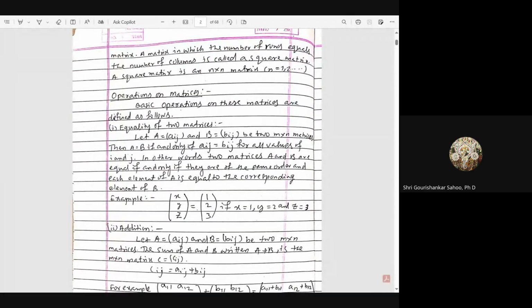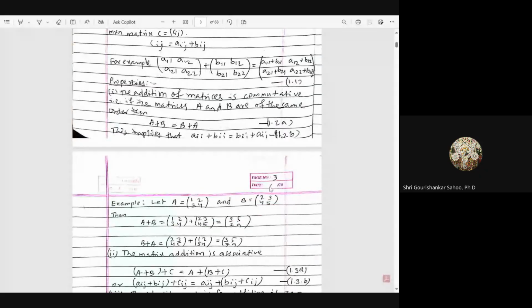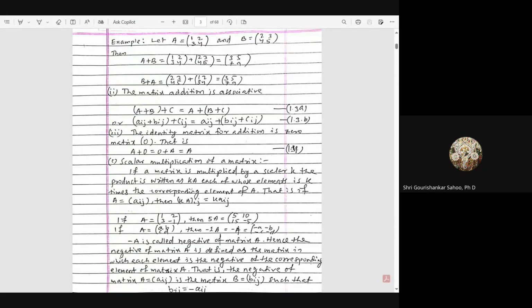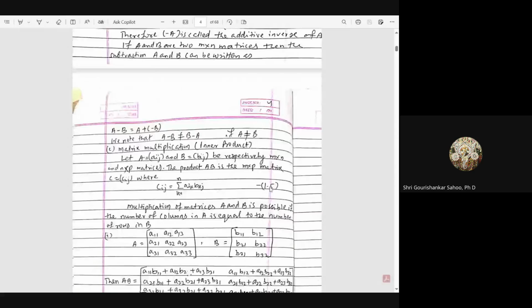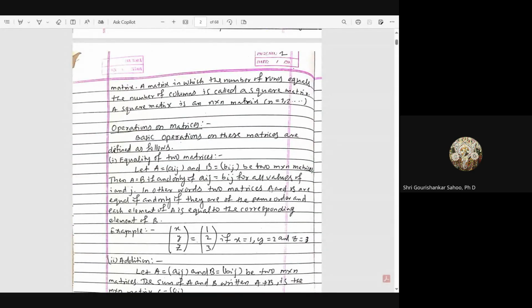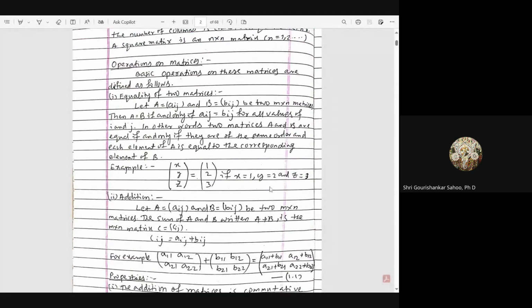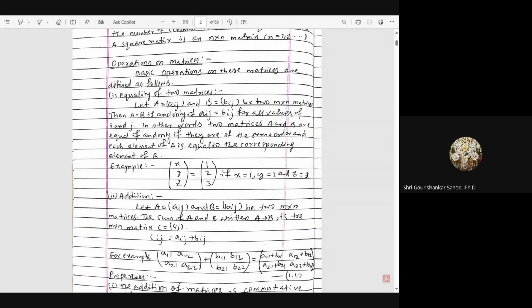So you know some of the matrix operations: equality of two matrices, addition, subtraction, then different properties, that is scalar multiplication, identity, matrix addition is associative, and so on and so forth. Matrix multiplication or inner product, like that. So you can see in the screen, this you have already been well acquainted with. Equality of two matrices: if XYZ is equal to 1, 2, 3, then X is equal to 1, Y is equal to 2, and Z is equal to 3. Similarly, in M cross N matrix, you can have the similar equality operation.